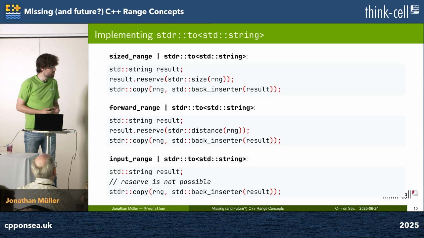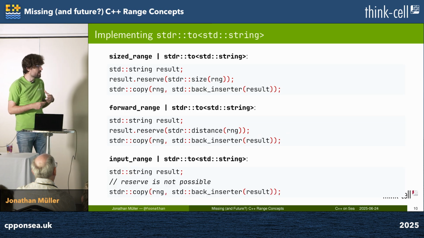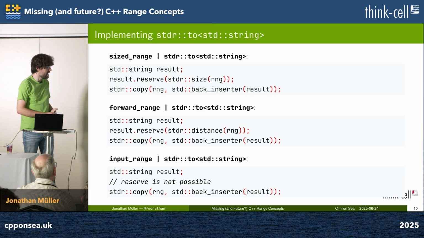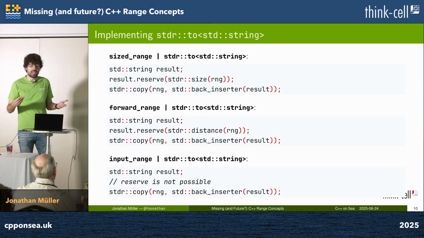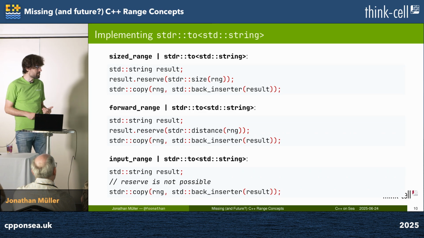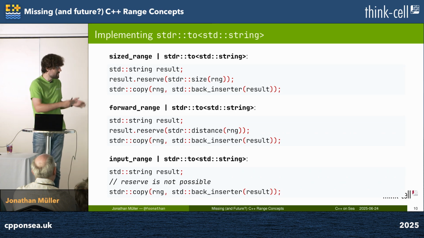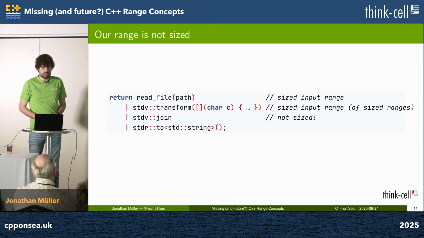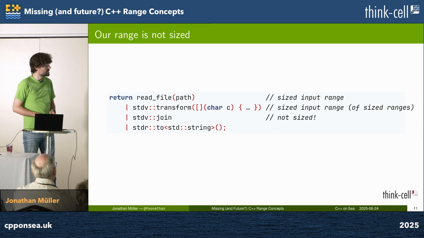But if you're having an input range, then we cannot do a reserve, because an input range can only be iterated once. And when we iterate over it to compute the size, then we can't iterate over it again to get the actual characters. So we can't actually reserve. This means we have to do the frequent push_backs. And this is what we're having here.